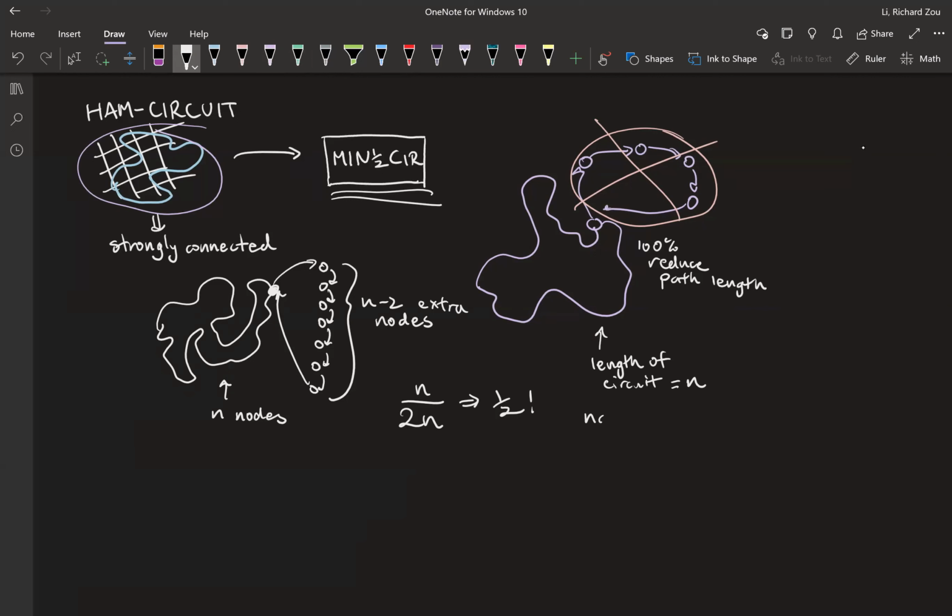And then we have a Hamiltonian circuit. Okay. And if the length of the circuit is greater than n, then this means that if there was a Hamiltonian circuit, we would be able to find this exact circuit of length n. But there's no circuit of length n, so we have to just say that, okay, this is bad.